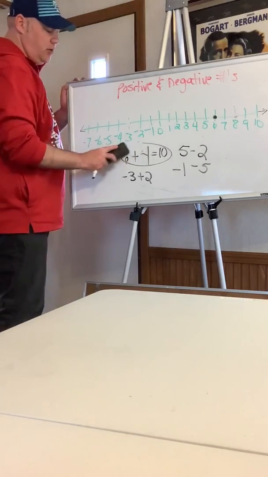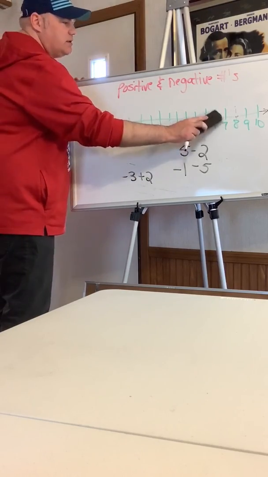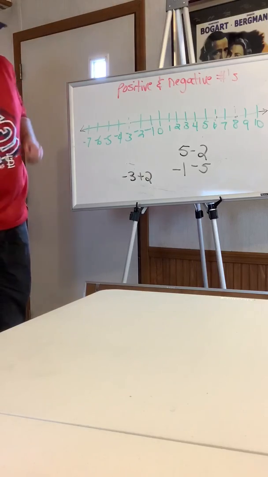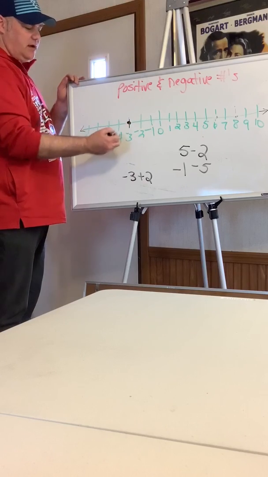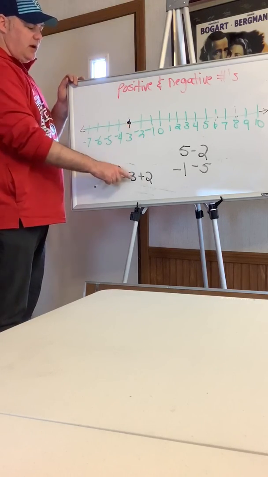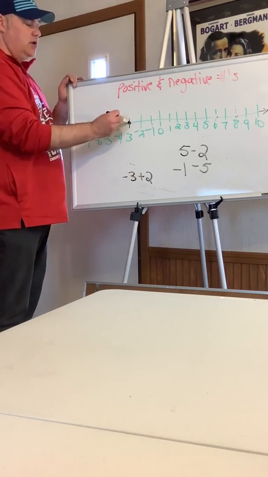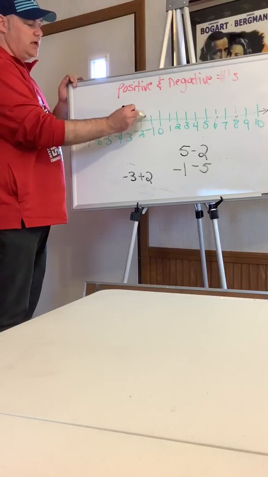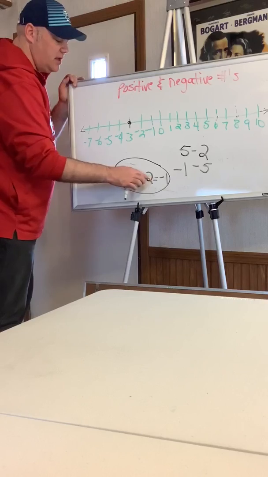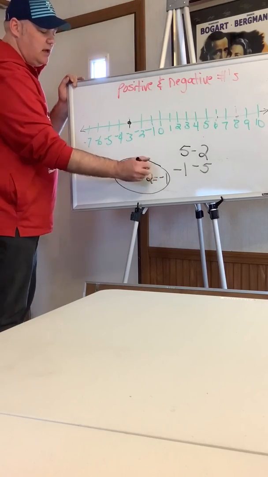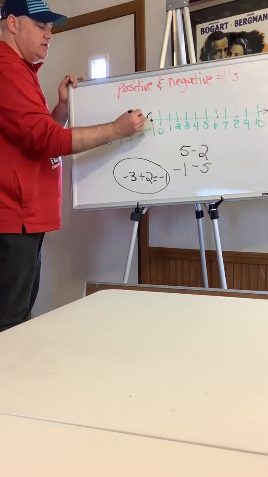This one's probably a little bit new, where we're at -3 and we're adding 2. Okay, so let's start at -3, which is down here. Here's 0, -1, -2, -3. We're starting at -3, and we are going to go 2 in the positive direction. It's a +2. 1, 2 puts us at -1. So -3 plus 2 equals -1.